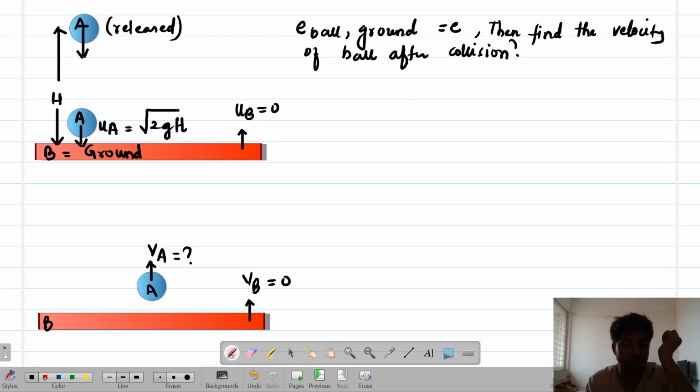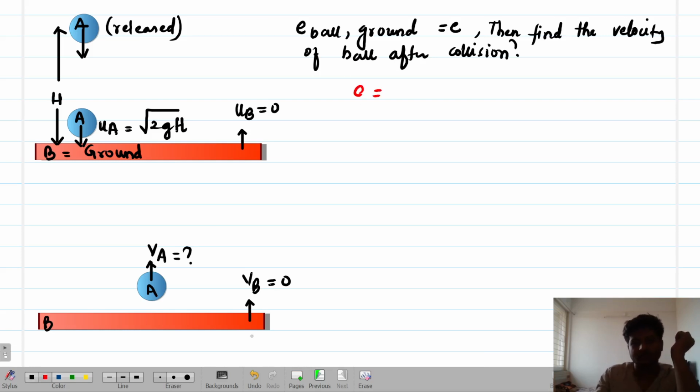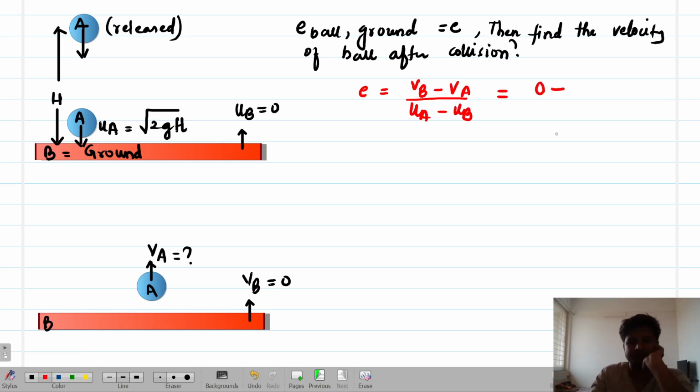So let us put it in the equation. We know that E is equal to V of B minus V of A divided by U of A minus U of B. So V of B is 0 minus V of A I have to calculate, isn't it? Divided by U of A, which is how much?